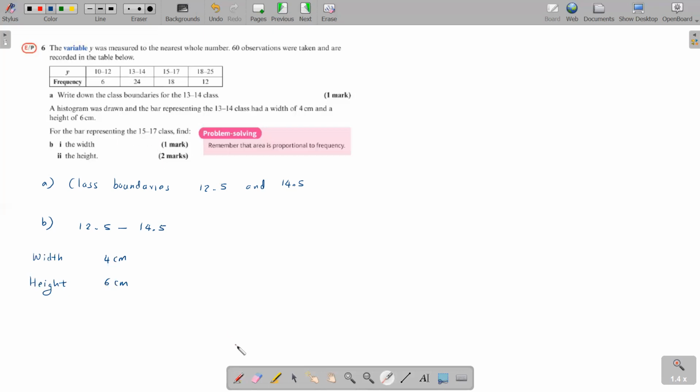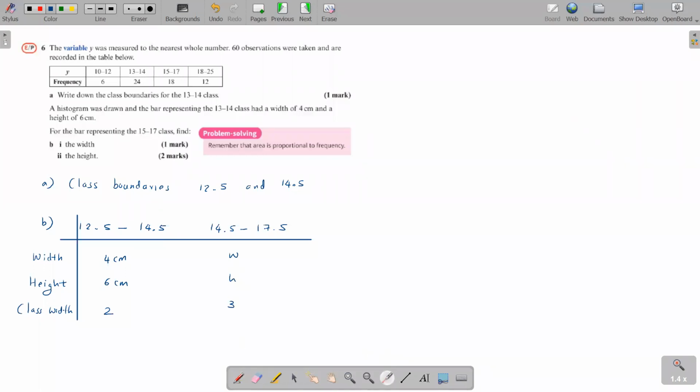Guys, can I know what's the 15 to 17 bar, the corrected class boundaries? 15 means it's 14.5 to 17.5. You have to fix the class boundaries. Okay, can I also have the class width? What is the class width in the 12.5 to 14.5 bar? Subtract the two because we want to get the width of the class. 2. Okay, so I'm supposed to get the width W, height H, and what about the class width of the 14.5 to 17.5 bar? 3.